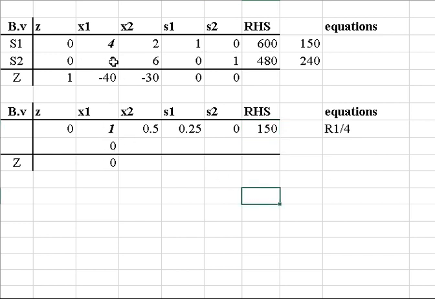Paano magiging 0 itong 2? Kasi yun nga yung ating target na gawin. Paano siya gagawin? We could have an equation of negative 2 times yung ating pivot row plus 2 is equals to 0. Ano ibig sabihin? We could have an equation of negative 2 times yung pivot row plus yung papalitan. Ganyan lang lagi yung format.